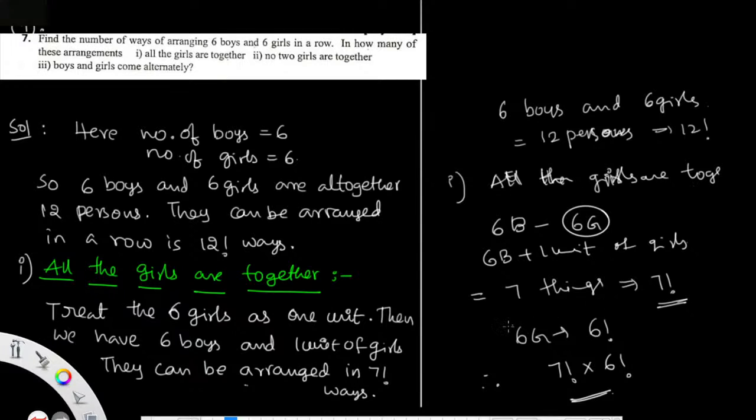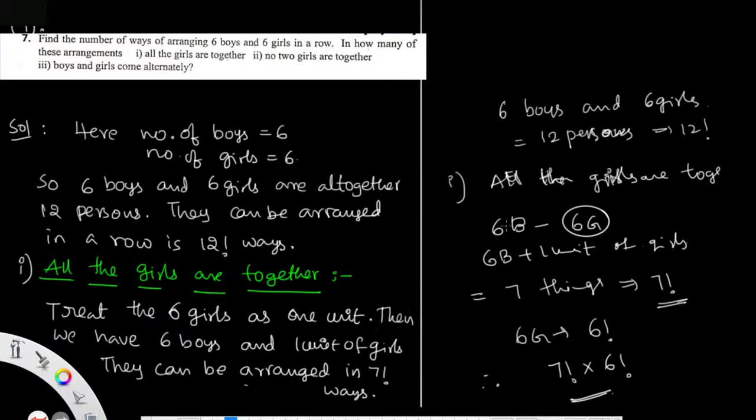That's why treat the 6 girls as 1 unit. This is the method, permutations of restriction, first method. So all the girls come together means always treat the 6 girls as one. If it is given that all are together, make a bundle, that's all. So treat the 6 girls as 1 unit.